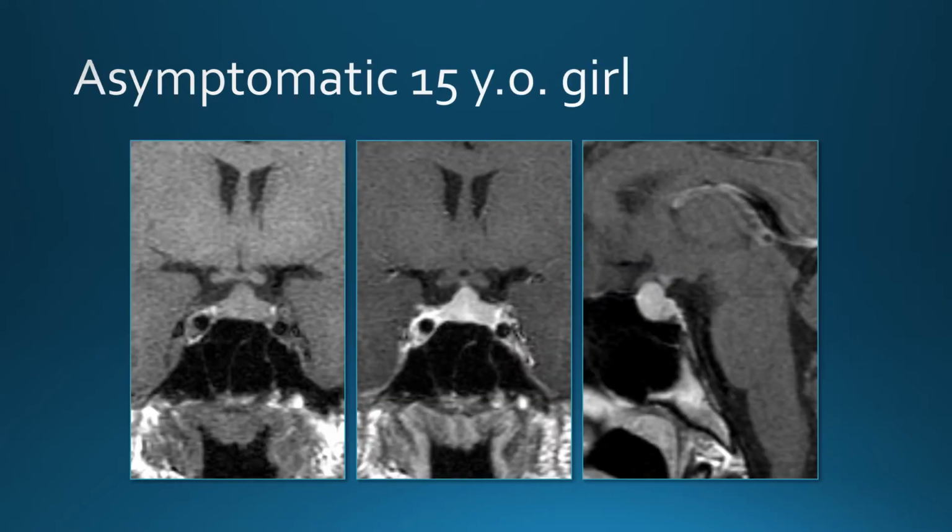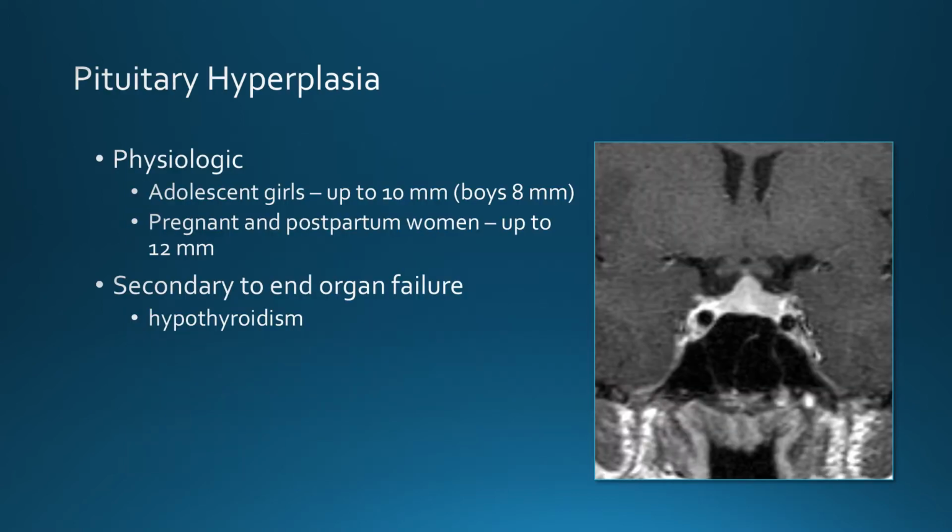Okay, this is an asymptomatic 15-year-old girl. Pituitary gland looks a little bit big, but it's quite symmetric. It's homogeneously enhanced. And this is physiologic pituitary hyperplasia. It's often seen in adolescent girls, and also we see it often in pregnant and postpartum women.